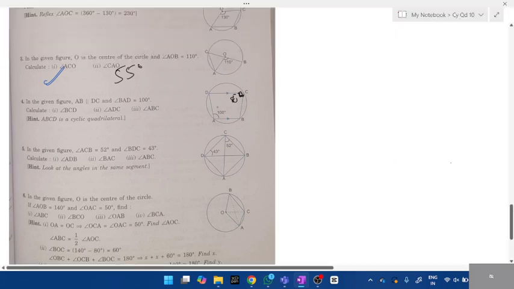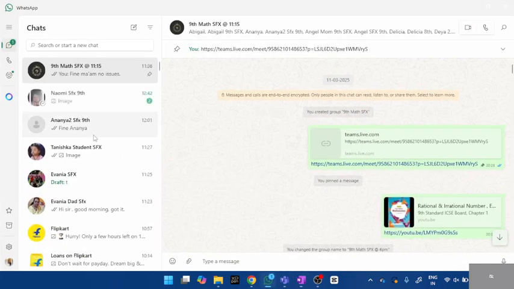If they had mentioned AD is equal to BC, this would have been an isosceles trapezium. But did they mention it here? No, sir. They haven't mentioned it. So your answer was correct. What you had written, I'll show that.